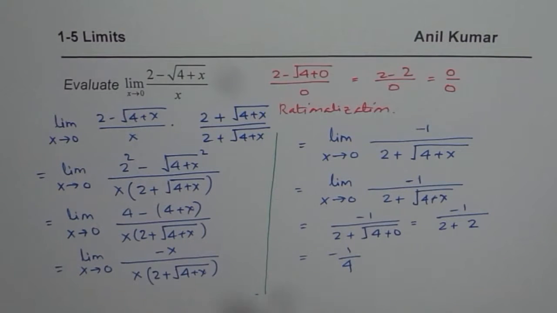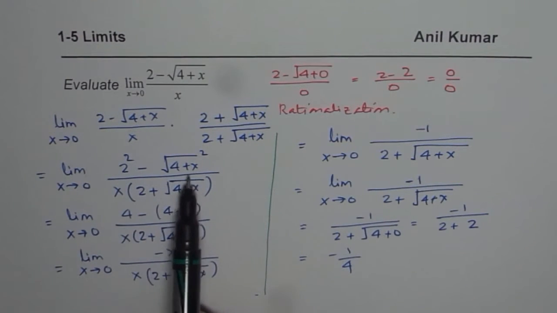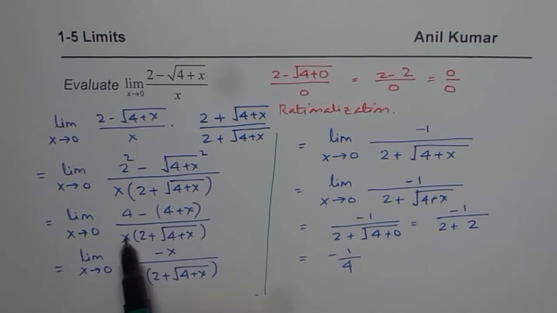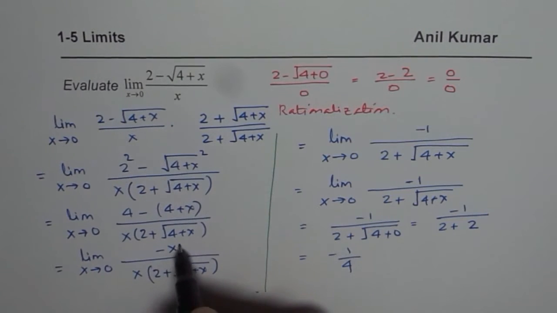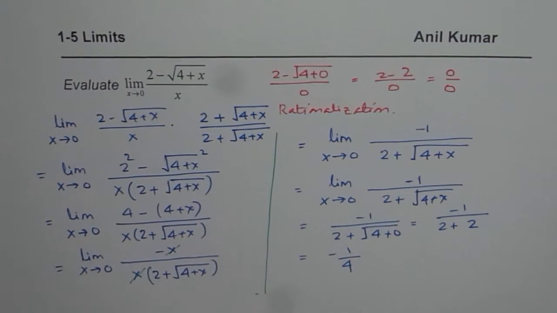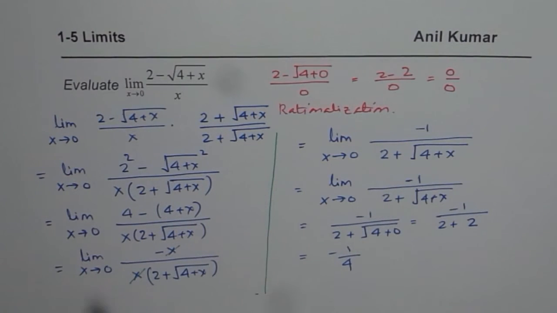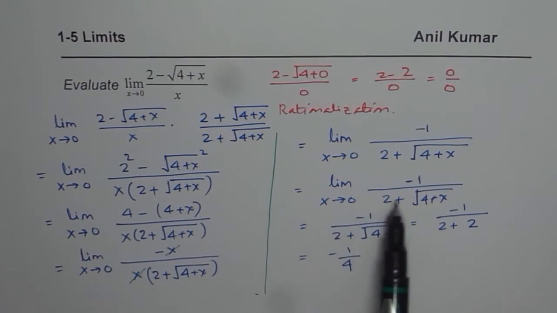So whenever you rationalize, you get a difference of squares, you get rid of this radical part. And when you simplify, we do get a common factor in numerator and denominator that cancels out. So that was causing the 0 over 0 situation. Now you can substitute 0 for x and find your answer. That is how it should be done.